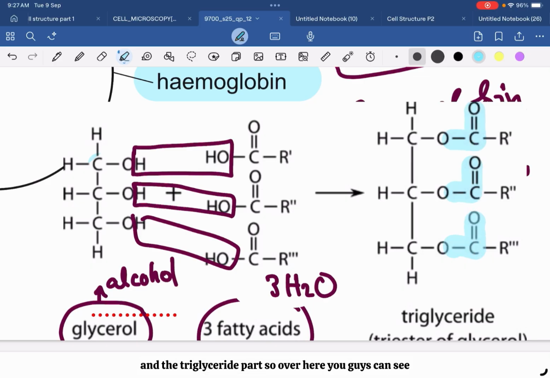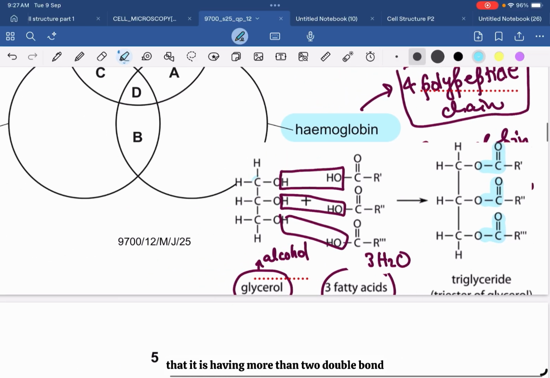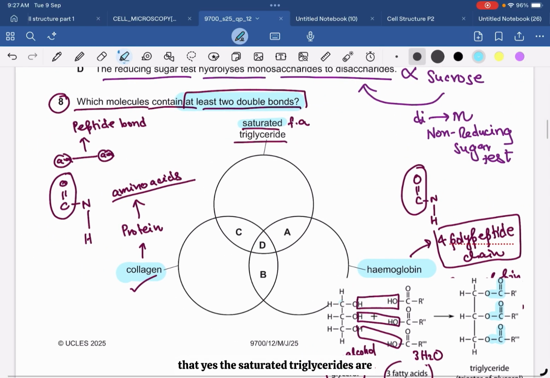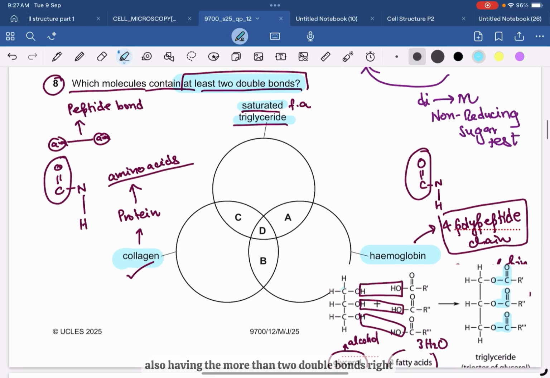So over here you guys can see that it is having more than two double bonds, it is having three double bonds over here. So we can say that yes, the saturated triglycerides are also having more than two double bonds, or at least two double bonds, right. So hence the correct answer over here would be option D, that yes, all of these three structures, be it collagen, be it hemoglobin, or be it saturated triglyceride, all are containing at least two double bonds. So I hope that this makes sense to all of you.